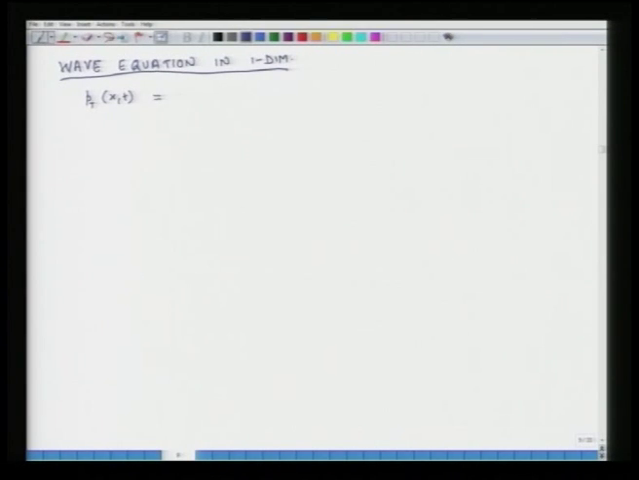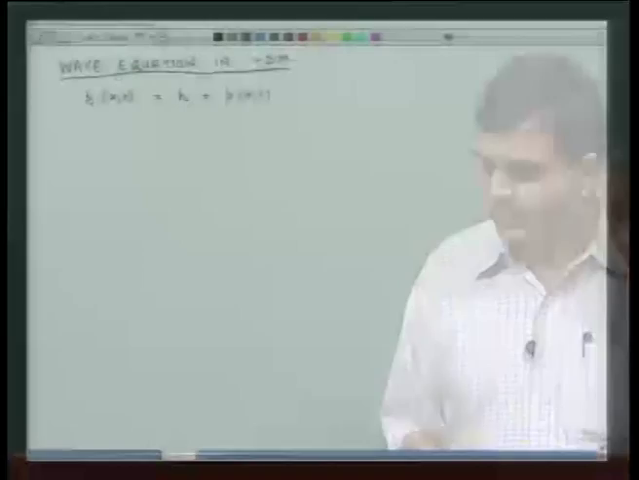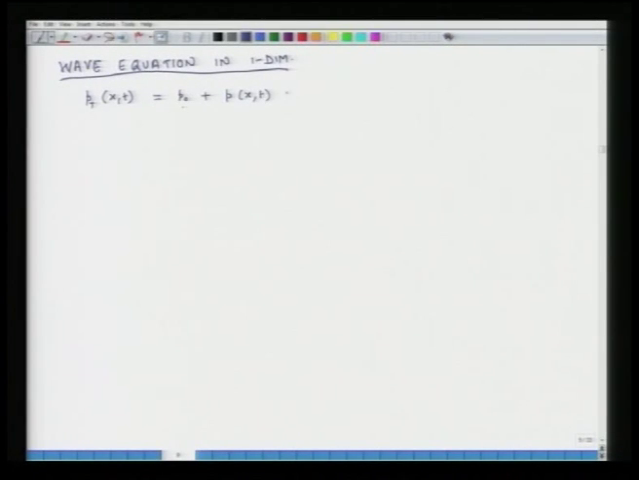So, that is equal to P_0, which is my initial pressure, plus some disturbance p, which is dependent on x and t. Once again, here I am saying essentially that P_0 does not change with time and x, because it corresponds to standard atmospheric pressure, which is approximately 10 to the power of 5 newtons per square meter. So, that is the relation for pressure.